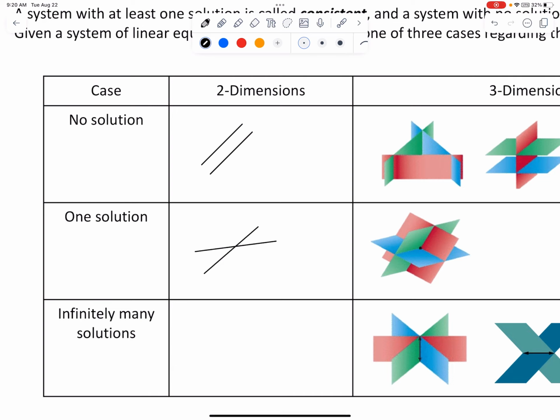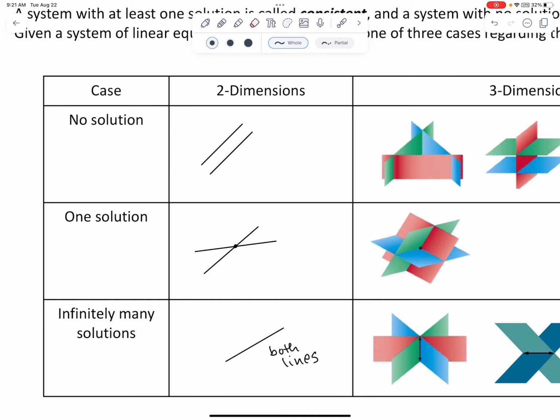And the other possibility is that there are going to be infinitely many solutions, and this would be a situation where both curves are the same line. So we'll say that this represents both lines. Therefore, any point on that line would be a point of intersection, and there would be infinitely many.